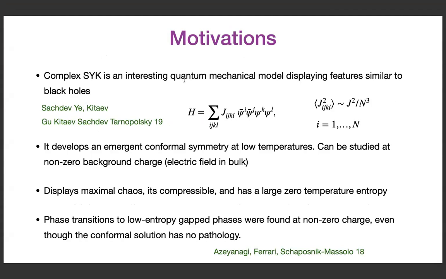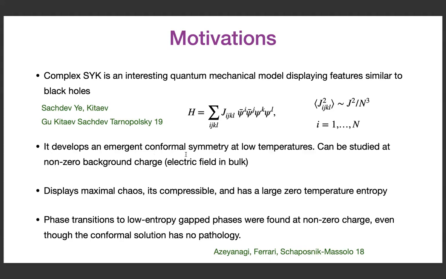So complex SYK is an interesting quantum mechanical model that displays features that are similar to black holes. Some version of this model was introduced by Sachdev-Ye and then by Kitaev, and in particular studied in a lot of detail in this recent paper. It's a quantum mechanical model of N complex fermions. The fermions interact in its simpler version via this four-fermion interaction that preserves some U(1) symmetry. This matrix of coupling constants is in principle random, and it's usually taken from a Gaussian ensemble with a variance given by this expression here. So the model depends on this dimensionful parameter J and the number of fermions.